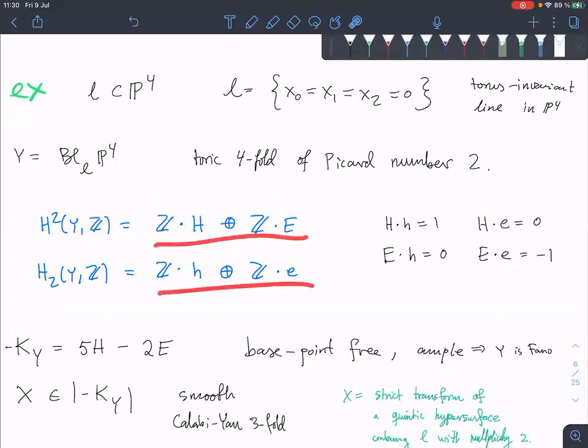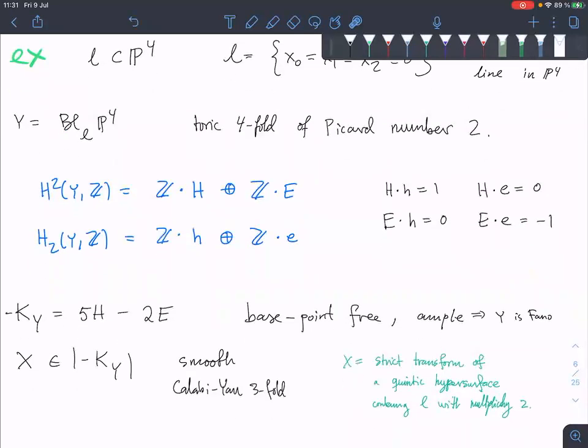So we get one new divisor and one new curve class, and they intersect as follows. H has degree 1, and E dots this exceptional divisor with -1. So it's similar to just blowing up a point on a projective space. If we compute the canonical bundle, it's given by 5H minus 2E. It's not so hard to see that this is base point free. It's ample even. So this Y here is a Fano fourfold.